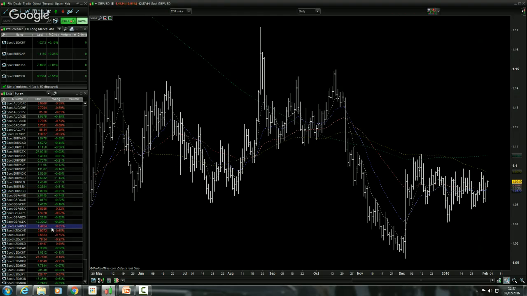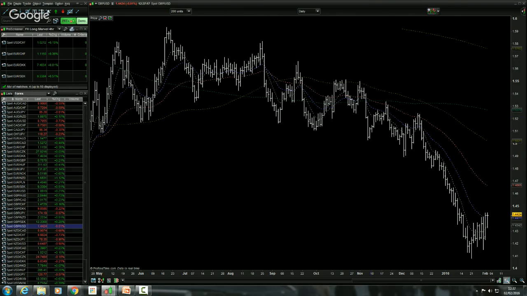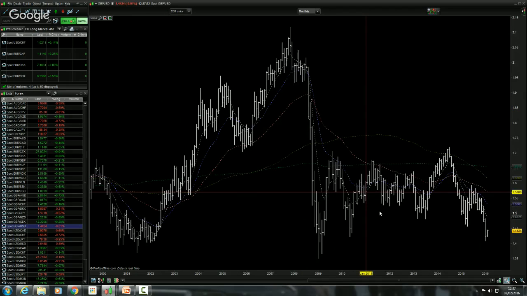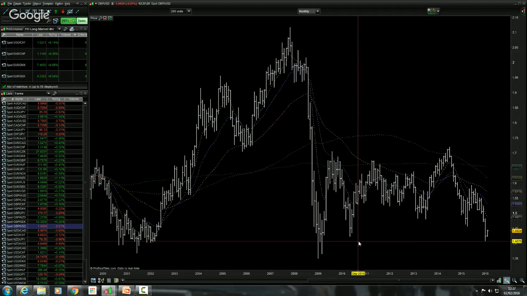If we have a look at pound US, so we talked about an early bottom based on the monthly charts. You can see that it ran into some of these significant lows here.